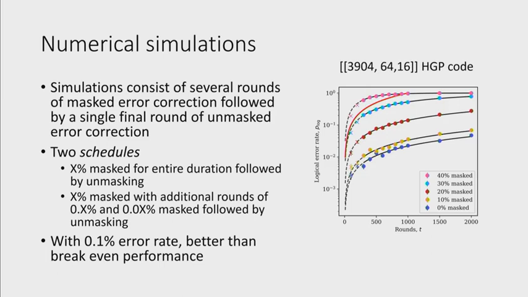And the two we looked at in the paper is this simple one where we just have some percent of the syndrome bits masked for the entire duration, and then we follow by 1 round of a full syndrome measurement. And then the second one is perhaps a more realistic one where we have some percent of generators masked, and then after some number of rounds, we add back in a few more generators, but not the entirety of them.